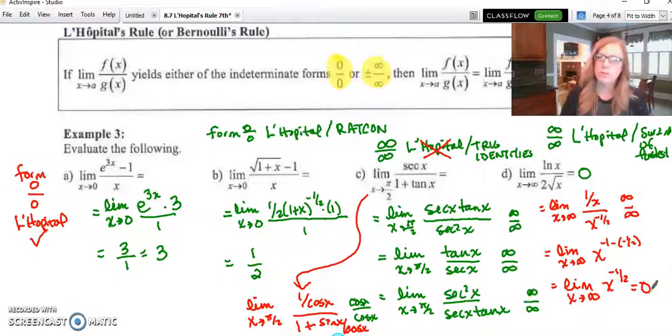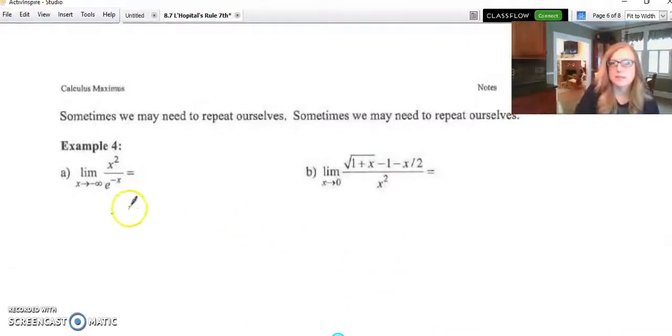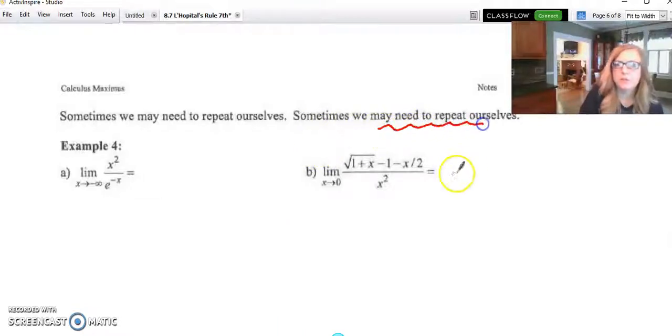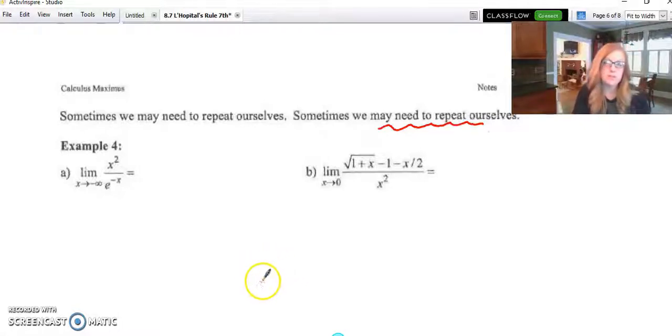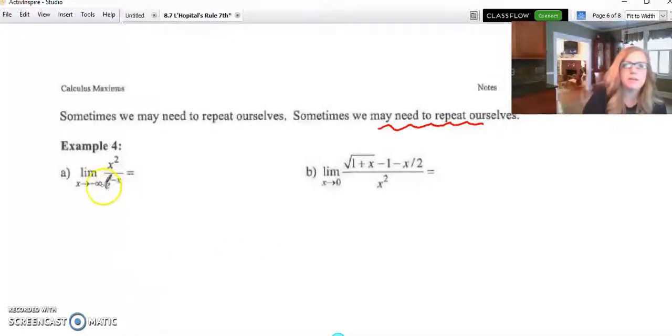But there's an example where I don't always jump to L'Hopital just because I can use it. This was actually much longer than just looking at it with survival of the fastest, so I would use that technique. Now, these next two examples show this idea that sometimes you may need to repeat yourself. Even though L'Hopital might not work the first time, it may work the second time.